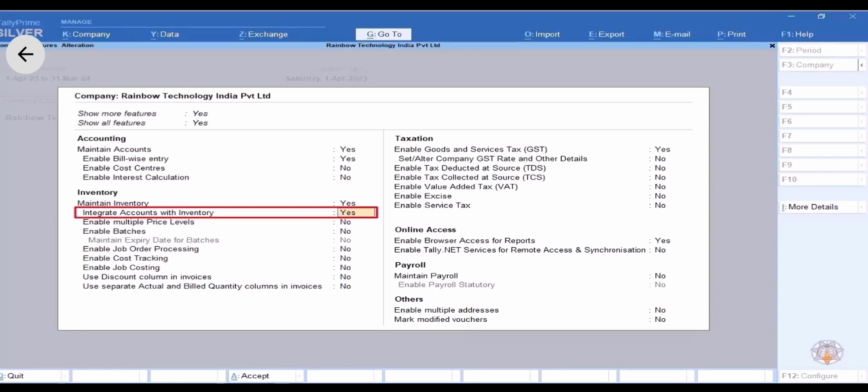Example, if the closing balance of a product is Rs 10,000, which can be seen in the stock summary report, but this balance is not included in the profit and loss statement and balance sheet report. Generally, in business, accounting and inventory balances are integrated, but if in a business it is set to no, then in such case, the inventory values can be manually added to the financial statement through stock in hand ledger.